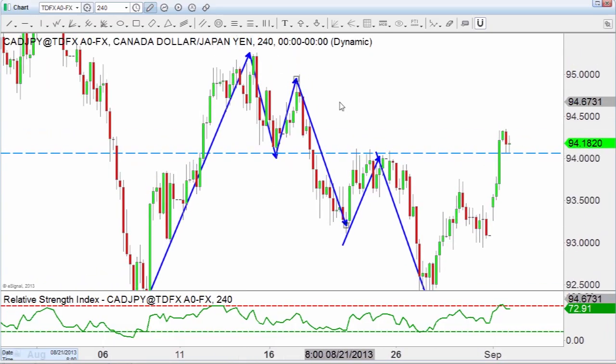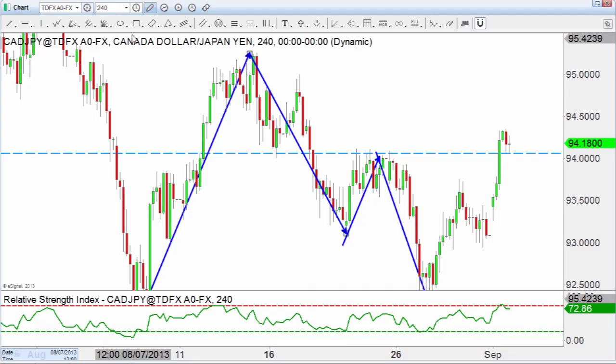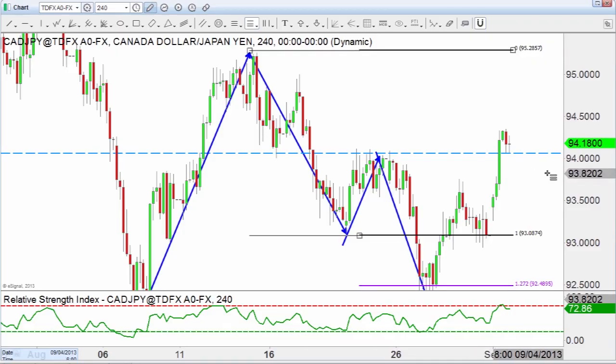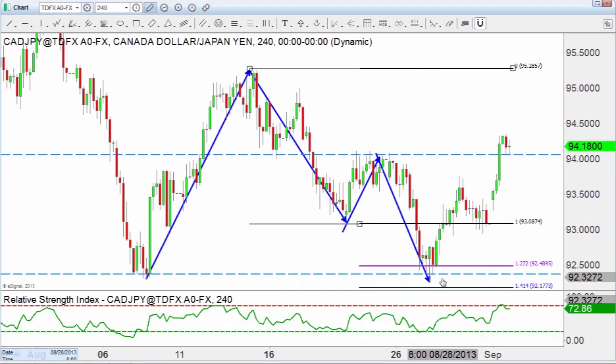Now, question. Based on this leg of the move, where did the market complete? Fibonacci extension, swing high to swing low, back down in. Look at how beautiful that 127 extension runs right into previous structure support.